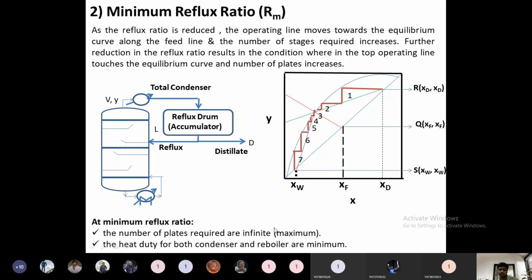And at this minimum reflux ratio, both condenser and reboiler duties are minimum, because we are extracting some part of distillate or some part of residue, and only a little part will be recycled back or refluxed back. Because of this situation, the condenser and reboiler heat duty will be very low. So the heat duty for both condenser and reboiler is minimum at the minimum reflux ratio, but the number of plates required will be maximum.